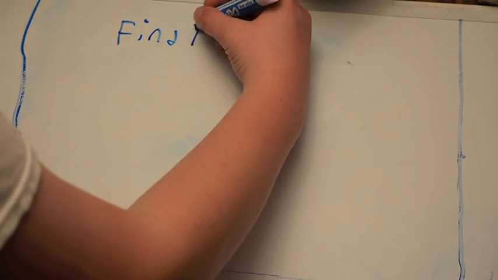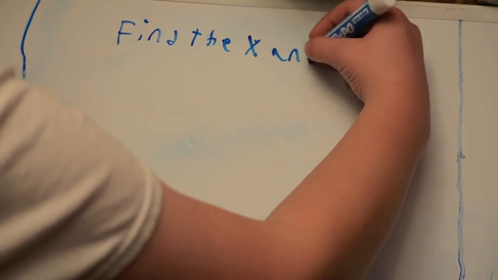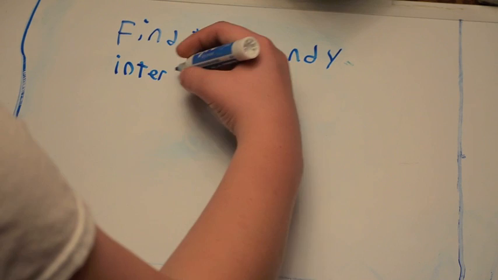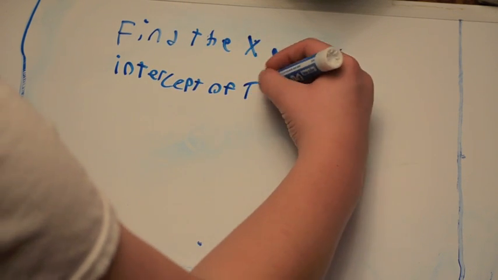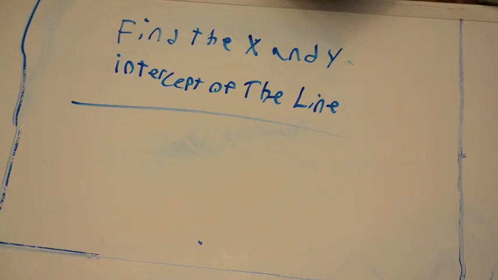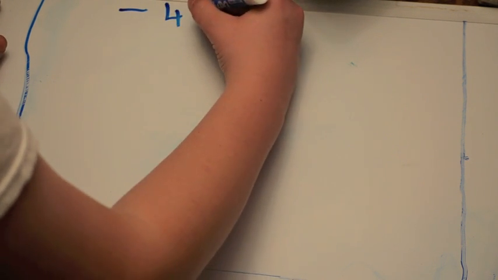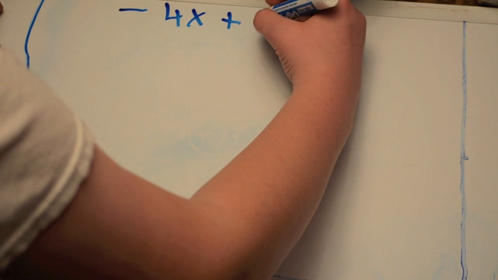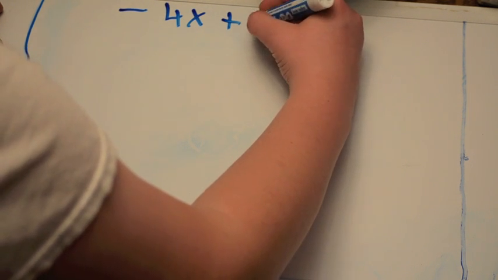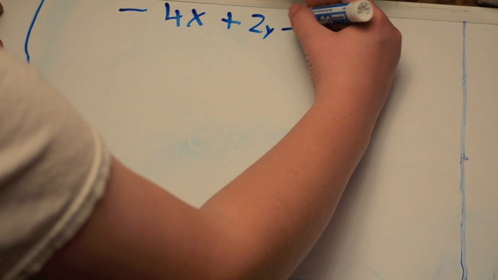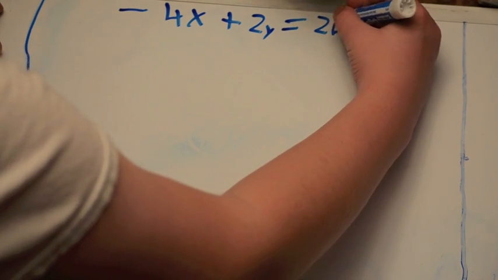So the next problem I chose was a bit harder than the other ones, in my opinion. What it's asking you to do is find the x and y intercept of the line. So the problem we're given is -4x plus 2y equals 24. And the goal, as I said before, was to find the x and y intercepts of the line.